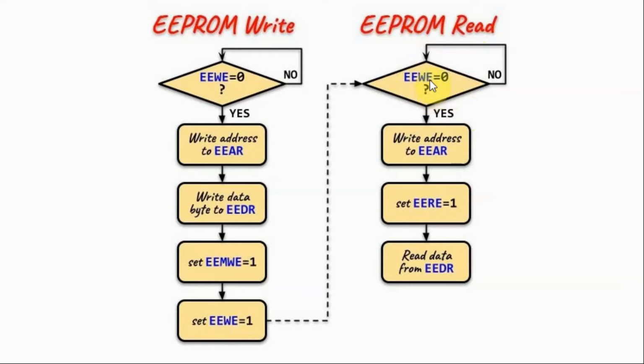To perform the EEPROM read operation, again we need to check the status of the control bit EEPROM write enable. Once it is 0, then we can write the 16-bit address into the EEPROM address register, and then we set the EEPROM read enable bit, and then we read the data from the EEPROM data register.